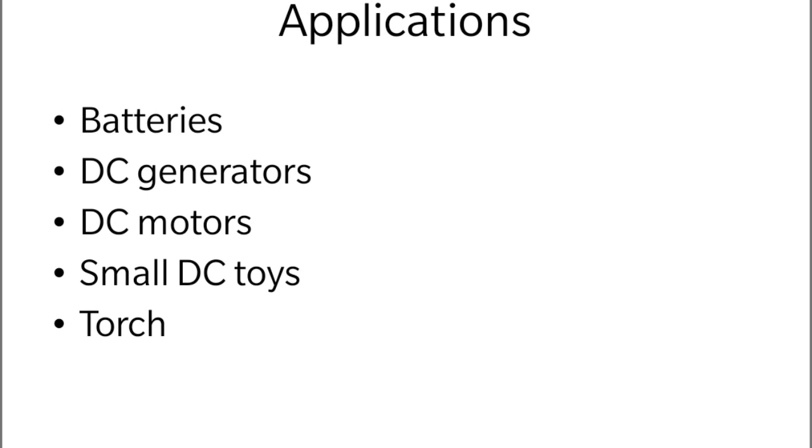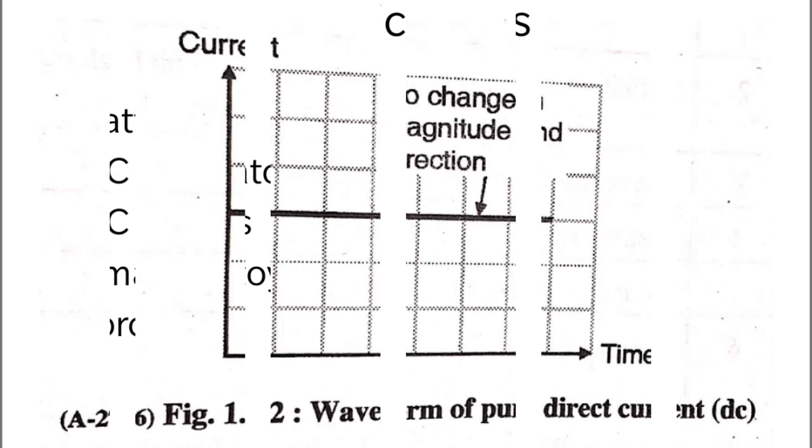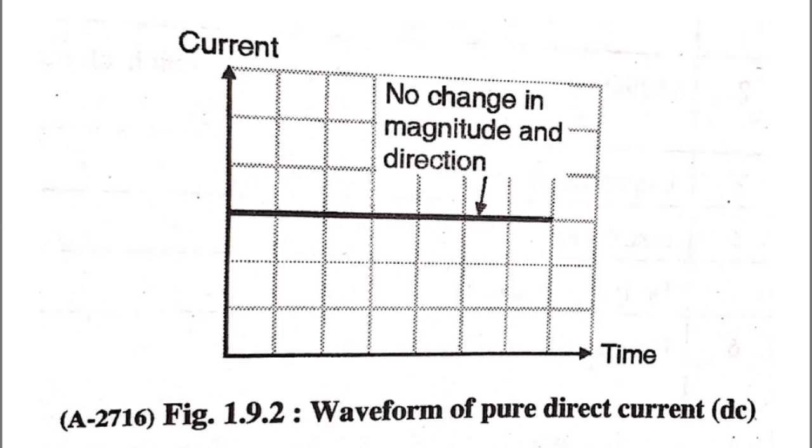Next, the applications of direct current are as follows. It is used in batteries, DC generators, DC motors, small DC toys, torch, and many industrial applications. This is the waveform of pure direct current. We can see there is no change in magnitude and direction.